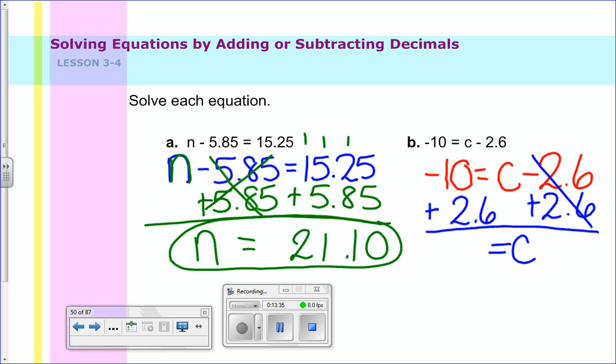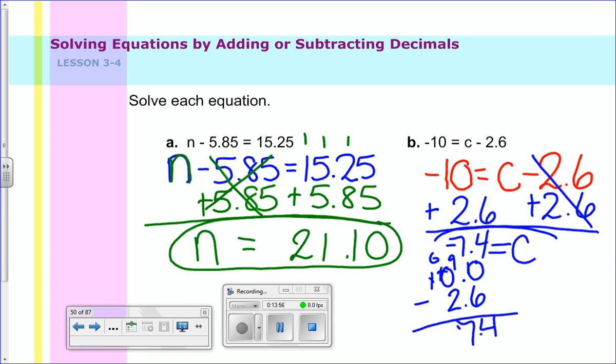well, here we have a negative 10 and a positive 2 6/10. Well, the signs are different. One's negative, one's positive. I have to subtract them. 10 minus 2 6/10. Well, first I have to write 10 with a decimal point and a 0. Then I solve. And I get 7 4/10. And I take a look, 10's a bigger number, and it was negative. So C is equal to negative 7 4/10.